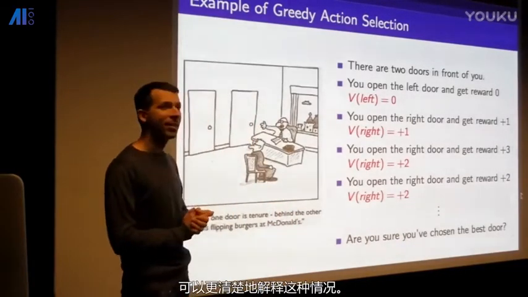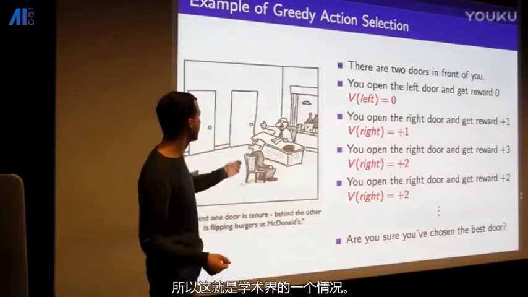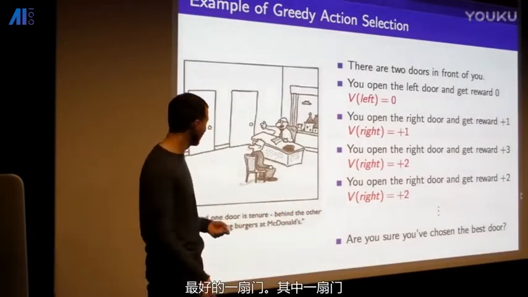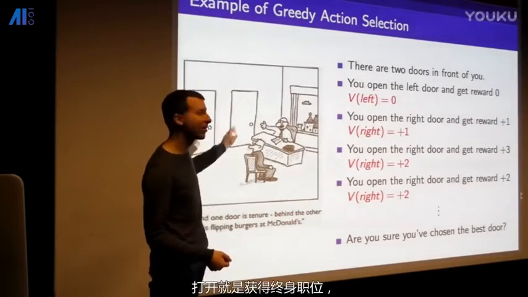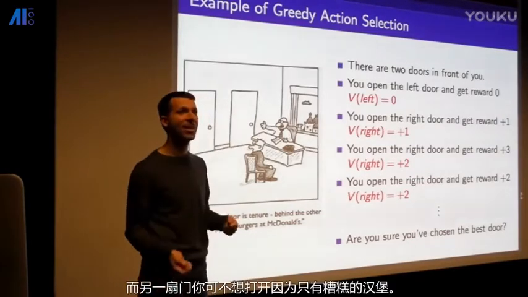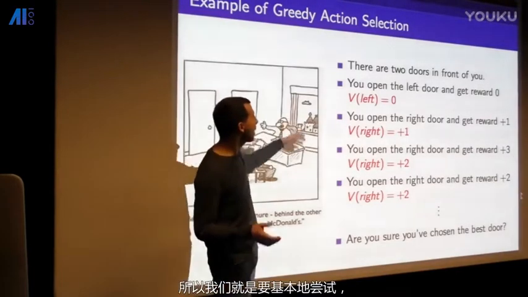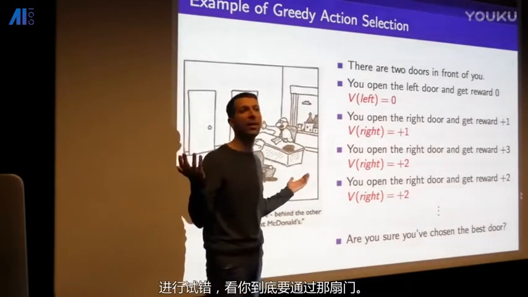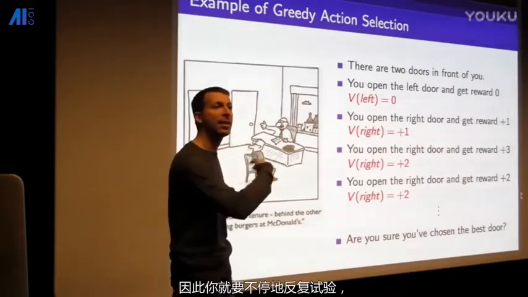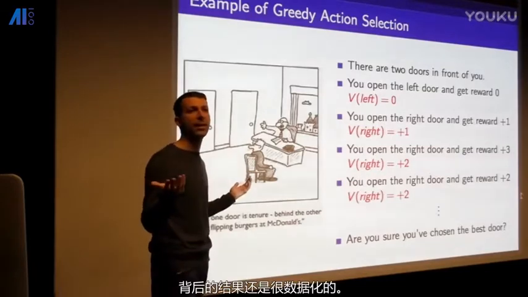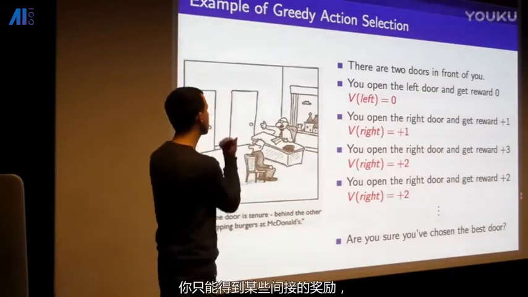Okay. So this is something from the academic world where you can imagine there's some situation in life where you've got two doors and you're trying to pick the best door. So in this cartoon, one of them has tenure, and one of them is flipping burgers at McDonald's. So now we have to basically figure out by trial and error which door to go through. So let's say you get repeated trials, and let's say the outcome of these doors is actually stochastic. Okay, so you're just going to get some immediate reward.